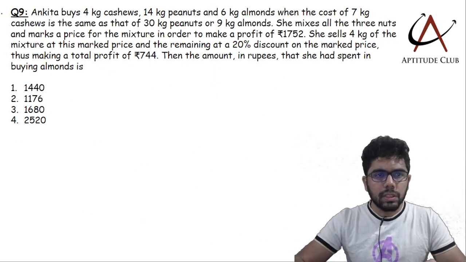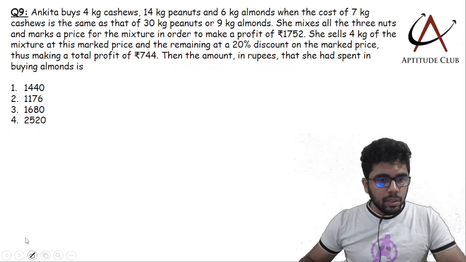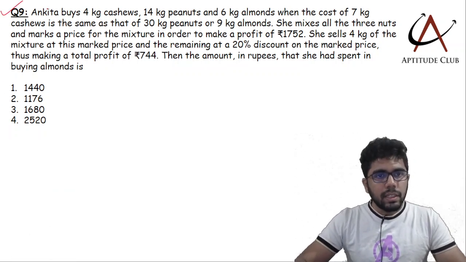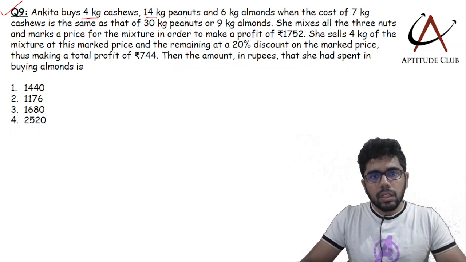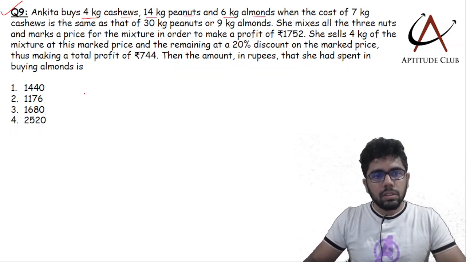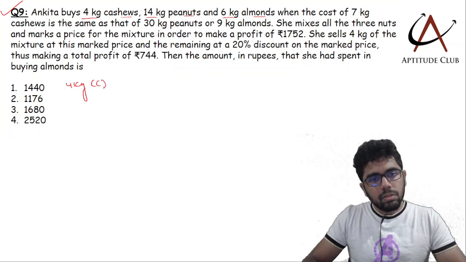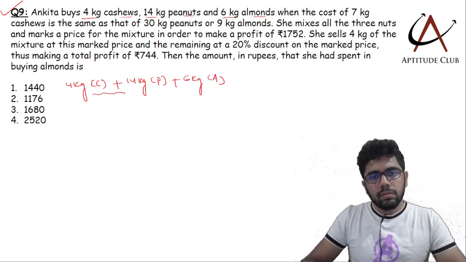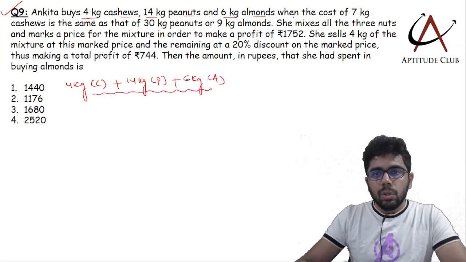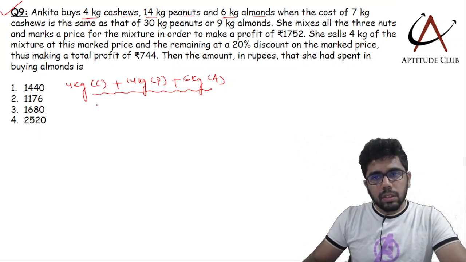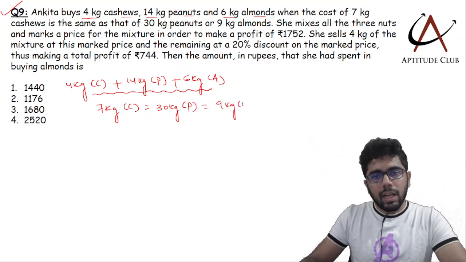प्रॉफिट लॉस एंड डिस्काउंट का क्वेश्चन है. Profit, loss and discount. Ankita buys 4 kg cashews, 14 kg peanuts and 6 kg almonds. So 4 kg cashews plus 14 kg peanuts and 6 kg almonds. She has bought this much. When the cost price, यहाँ पे बोल रहा है cost price of 7 kg of cashews is same as the cost price of 30 kg of peanuts is same as the cost price of 9 kg of almonds.